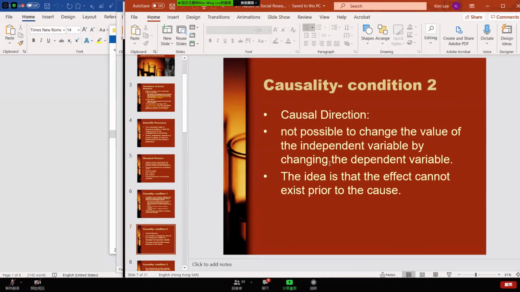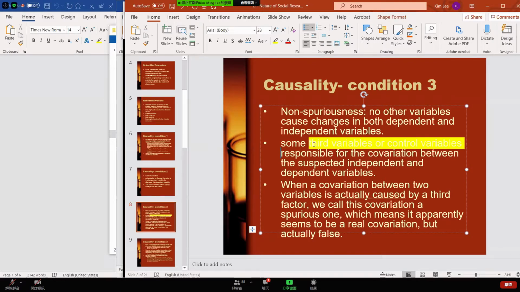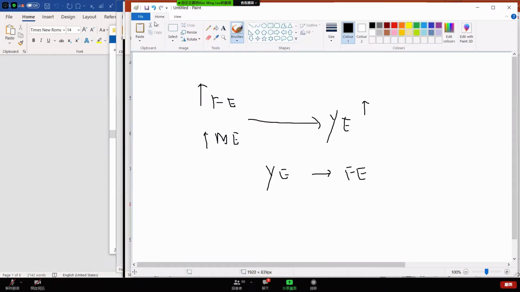Okay. And then condition 3 is the most difficult one. That is non-spuriousness. Non-spuriousness means no other variable causes changes in both the dependent and independent variable. Sometimes we call them third variables or control variables. So you may get these two terms occasionally. Third variable or control variable. What does that mean? In this case, something like this.